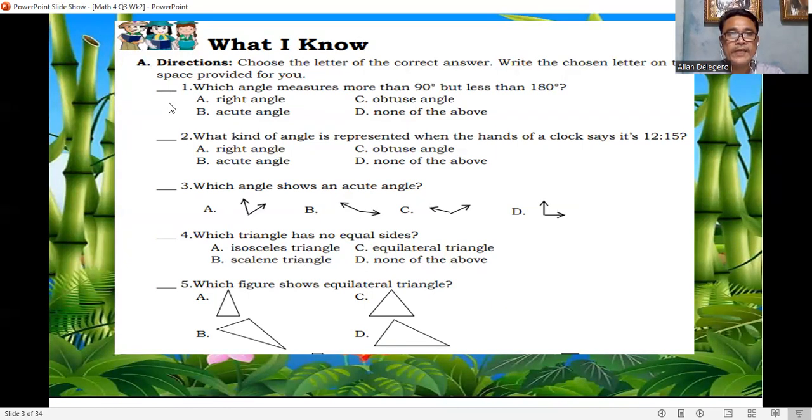The answer for number 1 is letter C, obtuse angle. Number 2, letter B, acute angle. Number 3, letter A. Number 4, letter B, scalene triangle. Number 5 is letter C.